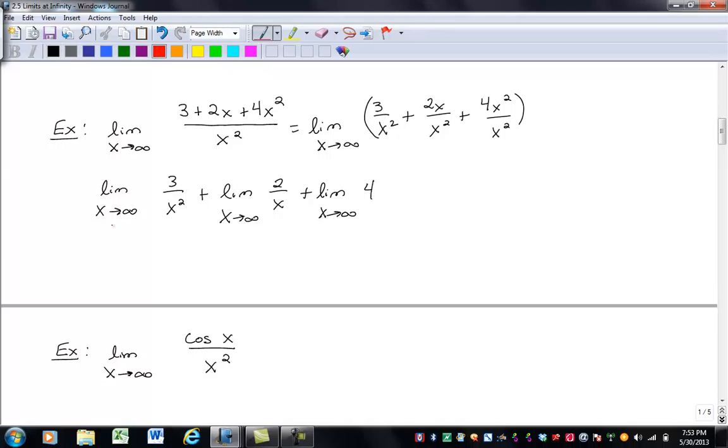Well, we know that if there's x's left on the bottom, that limit goes to 0 as x goes to plus or minus infinity. Since x is going to plus or minus infinity, this limit will be 0 because you have powers of x left on the bottom. And this last one, there is no x's to plug in. So the limit as x goes to infinity of 4 is just 4.